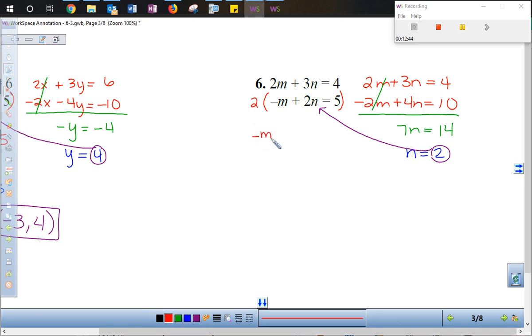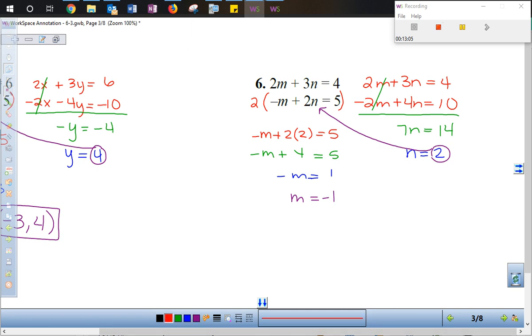So negative m plus 2 times 2 equals 5. Well, 2 times 2 is 4, so negative m plus 4 equals 5. Subtract 4 from each side. Negative m is going to equal 1, which means m is going to equal negative 1.